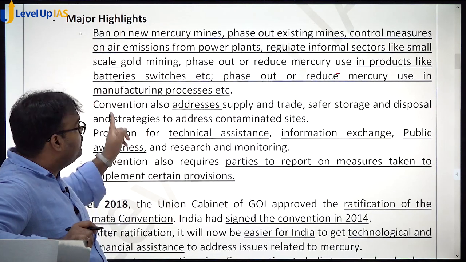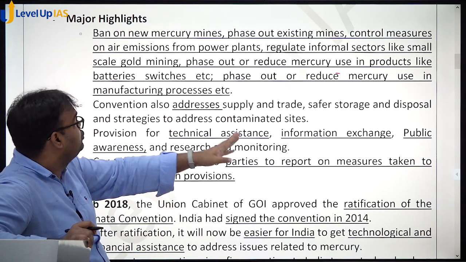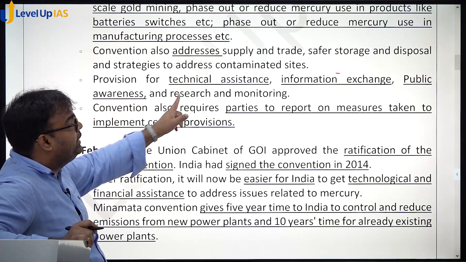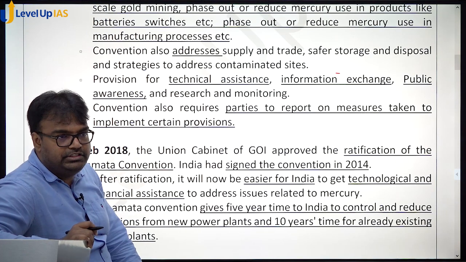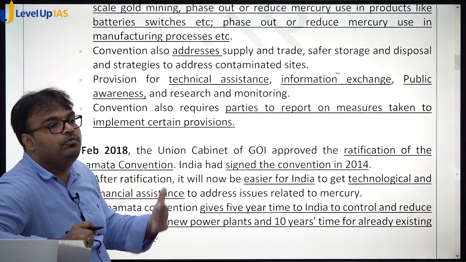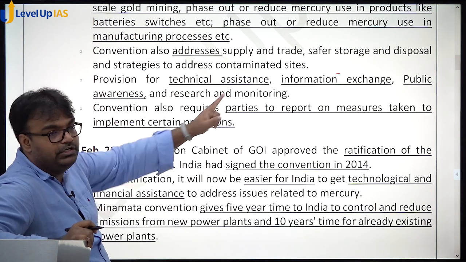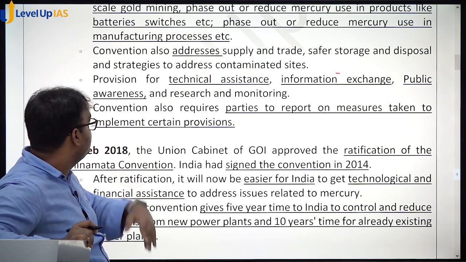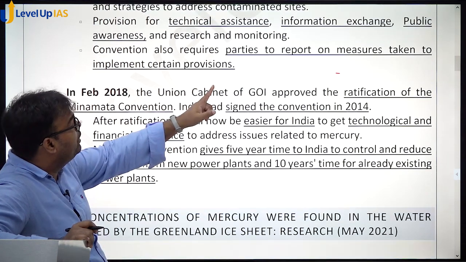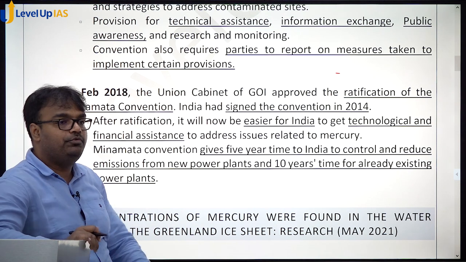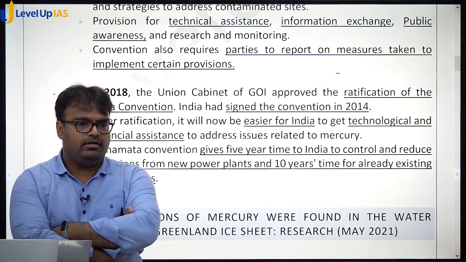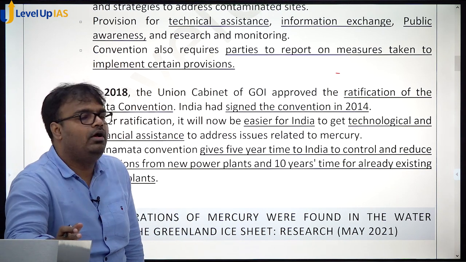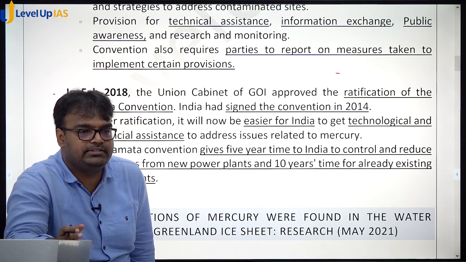Then the convention also addresses supply and trade, safer storage and disposal, and strategies to address contaminated sites. It provides for technical assistance. The countries which sign and ratify this treaty will be able to get technical assistance and information exchange from developed countries. They also provide for public awareness, research and monitoring. The convention also requires parties to report on measures taken to implement certain provisions. So again, broadly you understand what should have been in the Minamata Convention. Just by reading these points, you'll be able to understand the specific aspects.